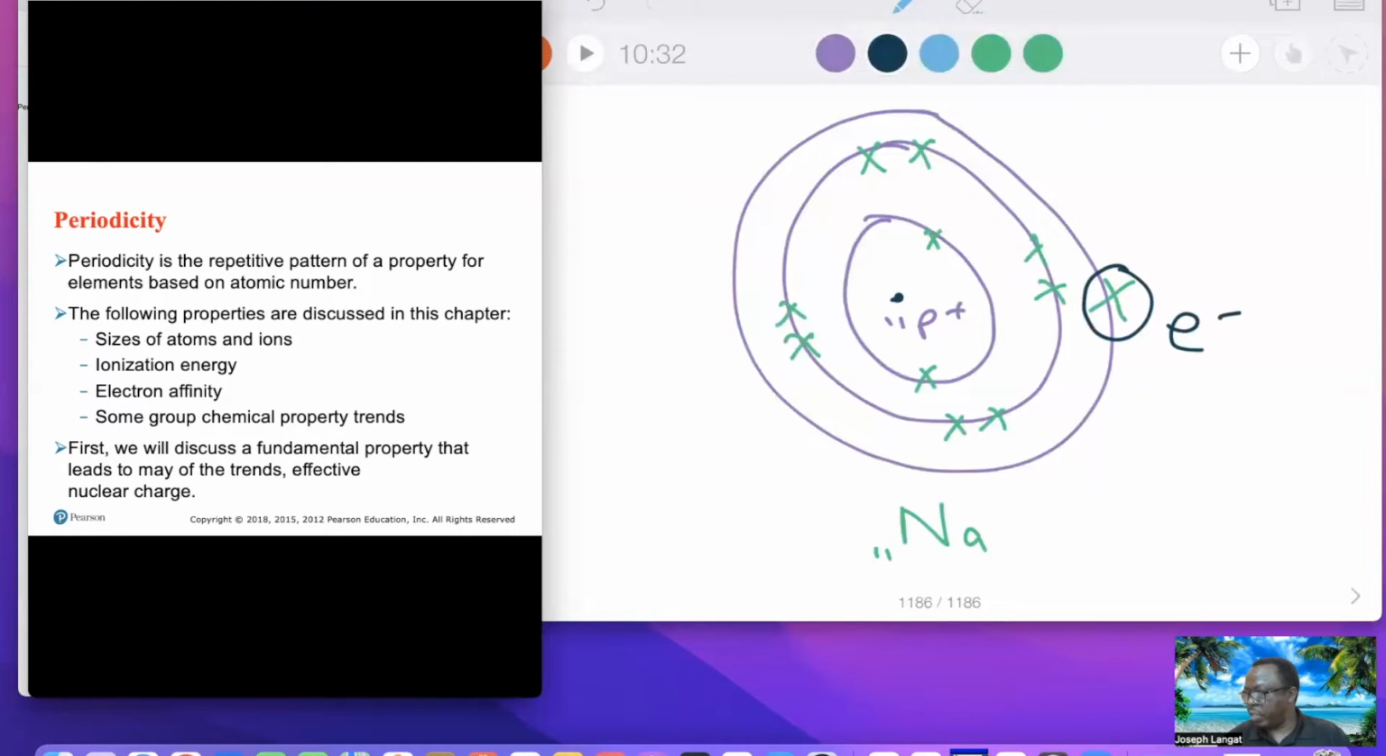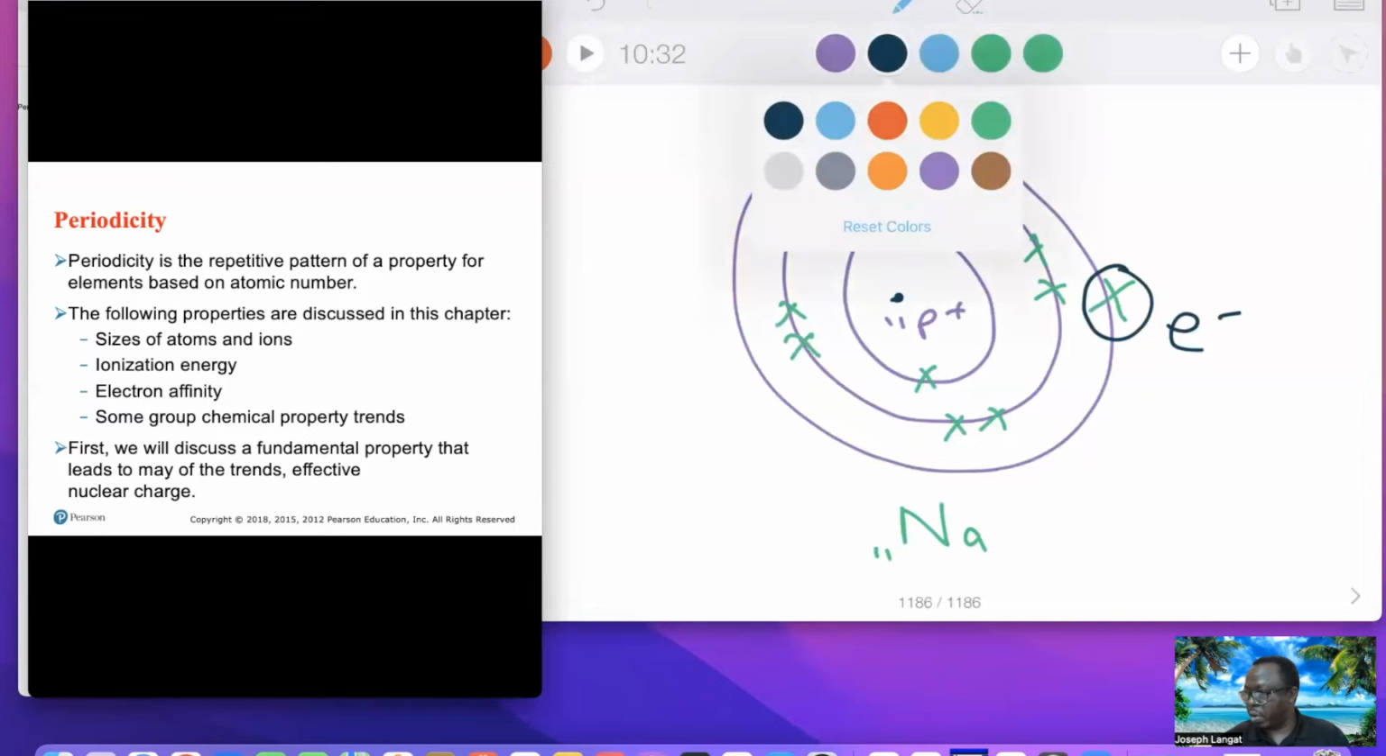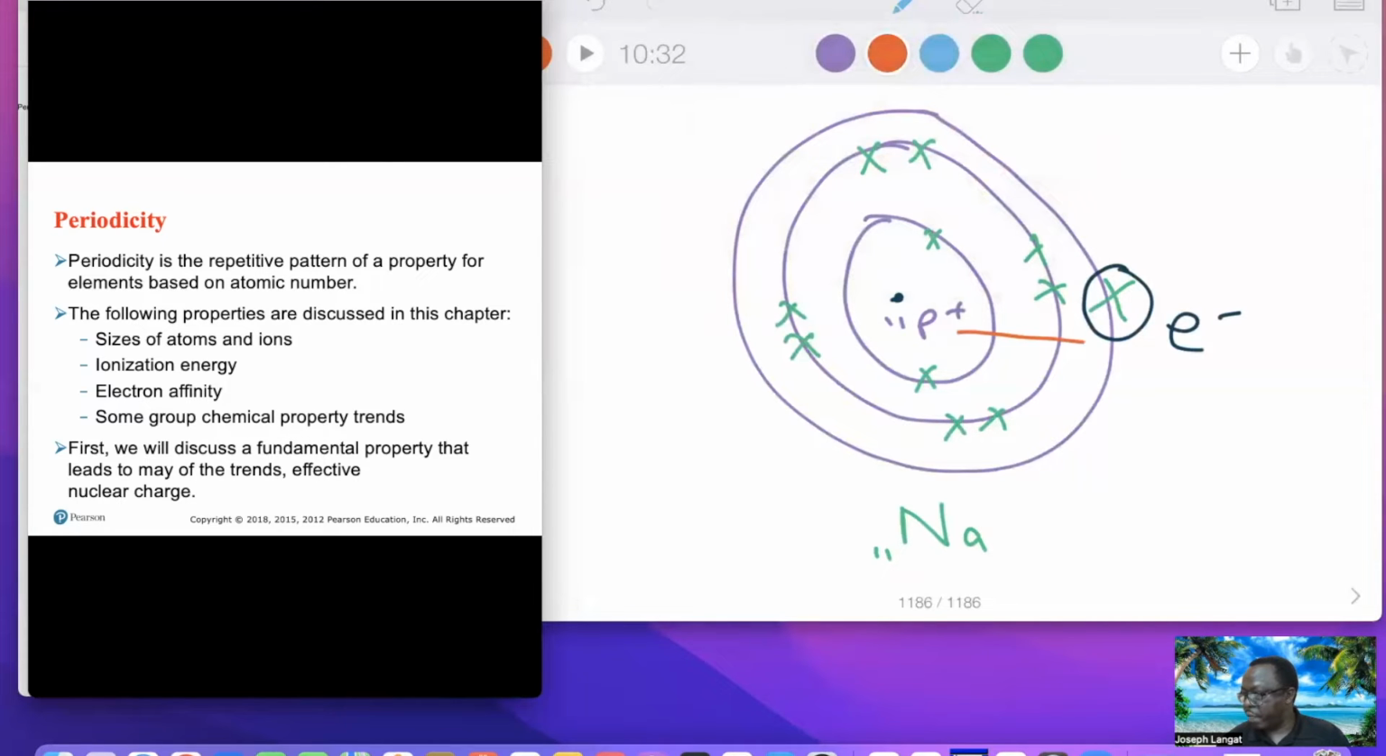Electrons are negatively charged, protons are positively charged, and what happens here is that there will be a force of attraction acting between the nucleus and the valence electron. This is the valence electron. So understand from the previous chapter what we mean by the valence electron.